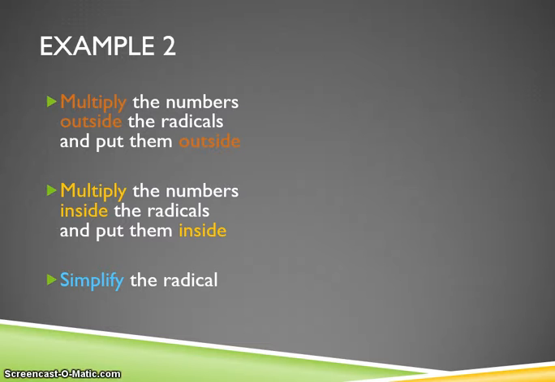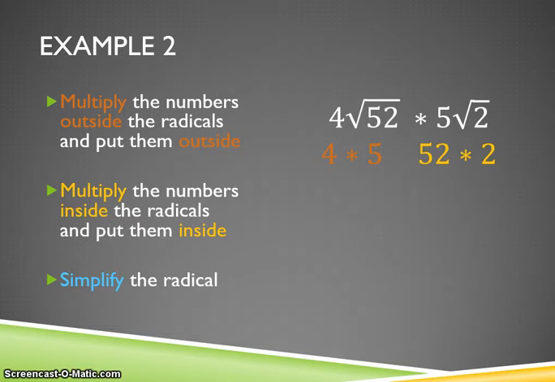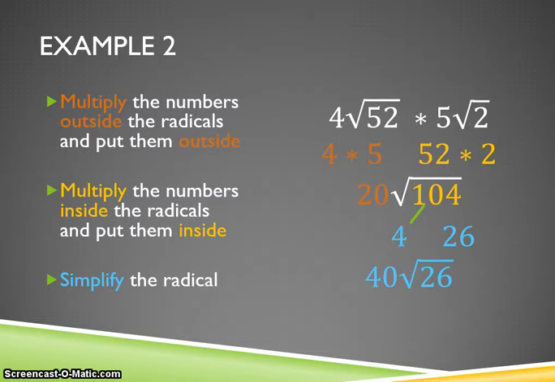Our second example has numbers on the outside and the inside. So we're going to multiply the numbers on the outside. 4 times 5 is 20, and 52 times 2 is 104. The outside numbers go on the outside, the inside numbers go on the inside. We again factor just like normal, and when we do that we get 4 and 26. We take the square root of 4, which is 2, and we've got to multiply by that 20 right here. So 2 times 20 is 40. It goes on the outside, the 26 goes on the inside.